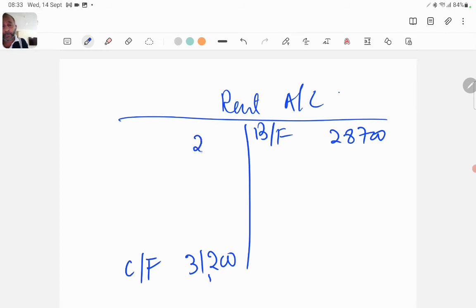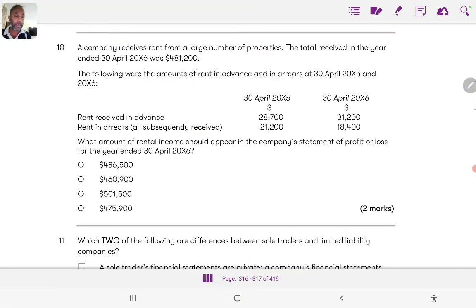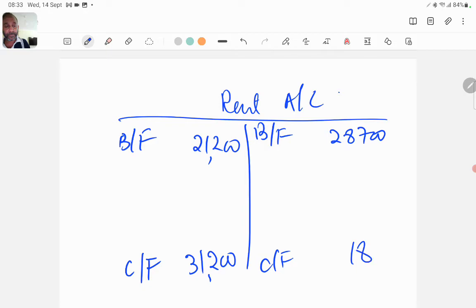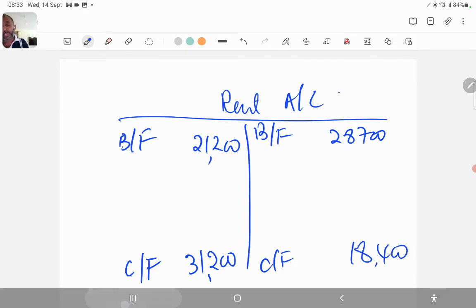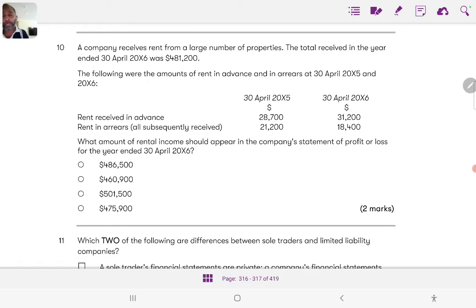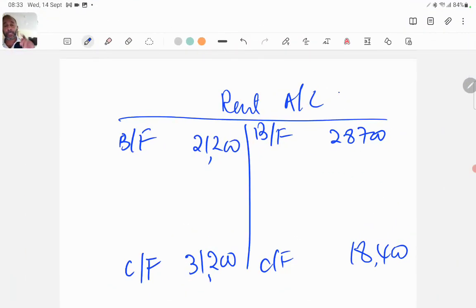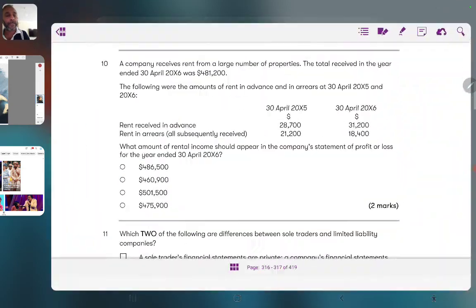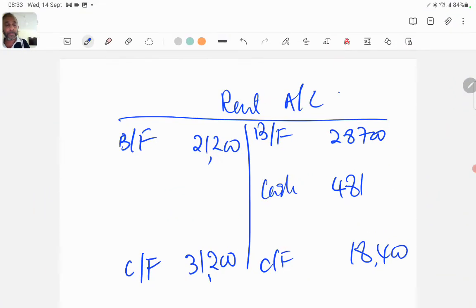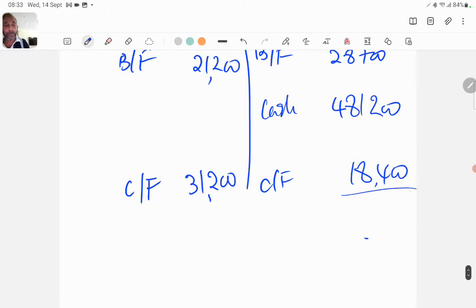So 21,200 brought forward, and the closing balance would be 18,400. Whereas the cash I received is 481,200. So when I receive cash, I debit the cash and I should credit my rent account 481,200. So let's balance this. When you balance this account, we will have the final answer.